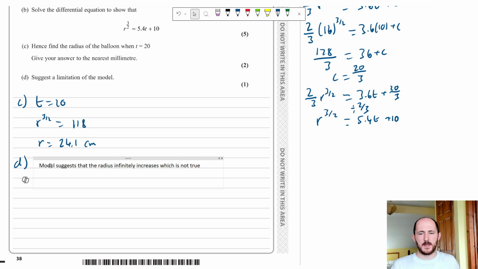What else could you do? The other thing you could do is you could talk about the situation itself. So this is different for every single question. So it could be, for example, there's algae on a pond was one question from 2023, I think it was.